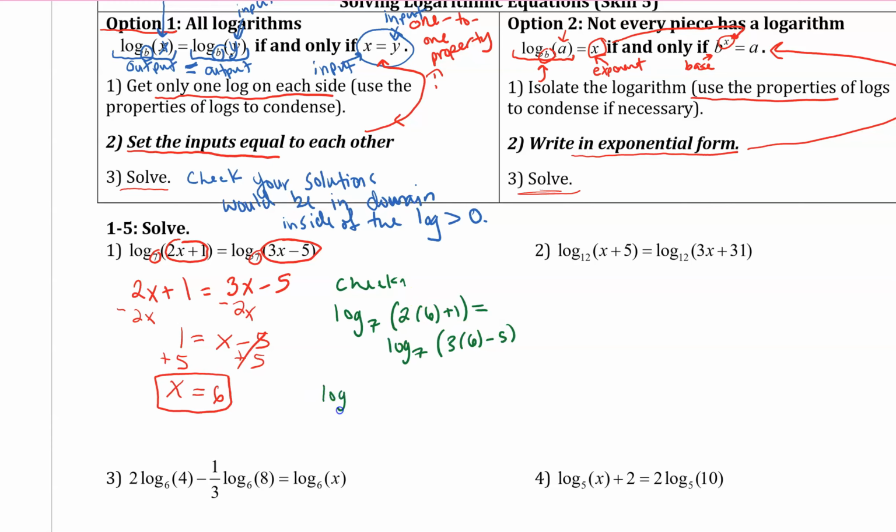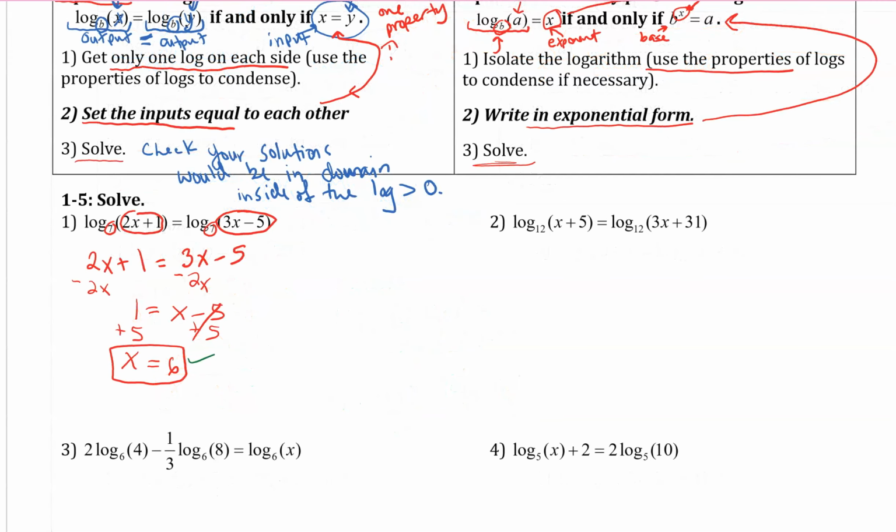So on the first side, I get log base 7 of 13. And then on the other side, 18 minus 5 is 13. So it checks off, right? Log base 7 of 13 is equal to log base 7 of 13. Both of these inputs are positive, so they belong in the domain. This makes a true statement, basically. So x equals 6 is our solution.